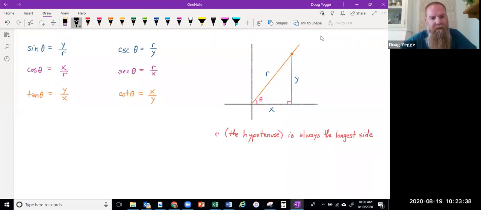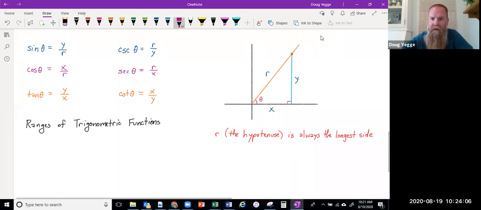Now at this point, we'd like to determine what the ranges of the trigonometric functions are, which means what are the possible values or the possible outputs of each of these 6 trigonometric functions. So one thing to recognize in this diagram over on the right is that R is the hypotenuse. And the hypotenuse of any right triangle is always the longest side. So that means there's a couple of things to recognize here. Y is always less than R, and X is also less than R.